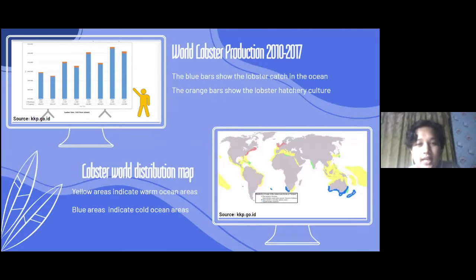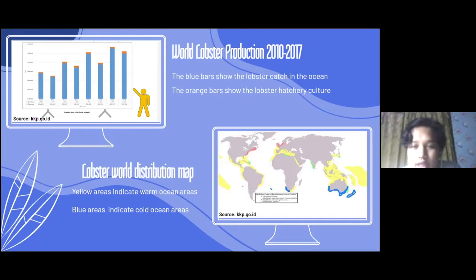The picture entitled World Lobster Production 2010 to 2017 shows that lobster production is increasing over time. This is due to the increasing level of lobster consumption. However, the blue bar shows the catch of lobster and lobster seeds directly in the ocean, which is very large compared to the orange bar, which shows lobster cultivation. This will certainly have a huge impact on the ecology.